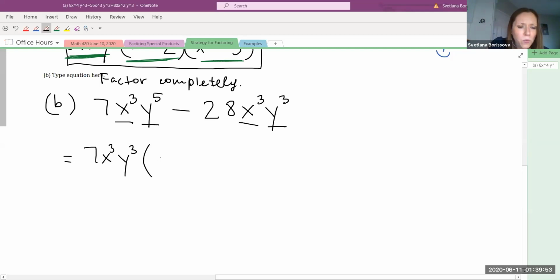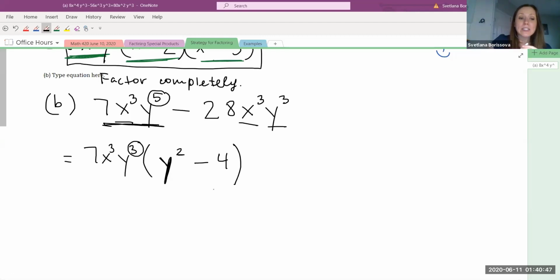Now, what is left over from the first term? 7 times 7x cubed y cubed times what gives us the first term? We have 3rd power here, and we need to get 5th power, so it's going to be 2nd, right? y squared. Minus, and then 7 times 4 gives me 28. x cubed I already have, y cubed I already have. So it looks like it's just 4, right? y squared minus 4. So we got that part. That was step 1 according to that handout. We did find the GCF and we factored it out.